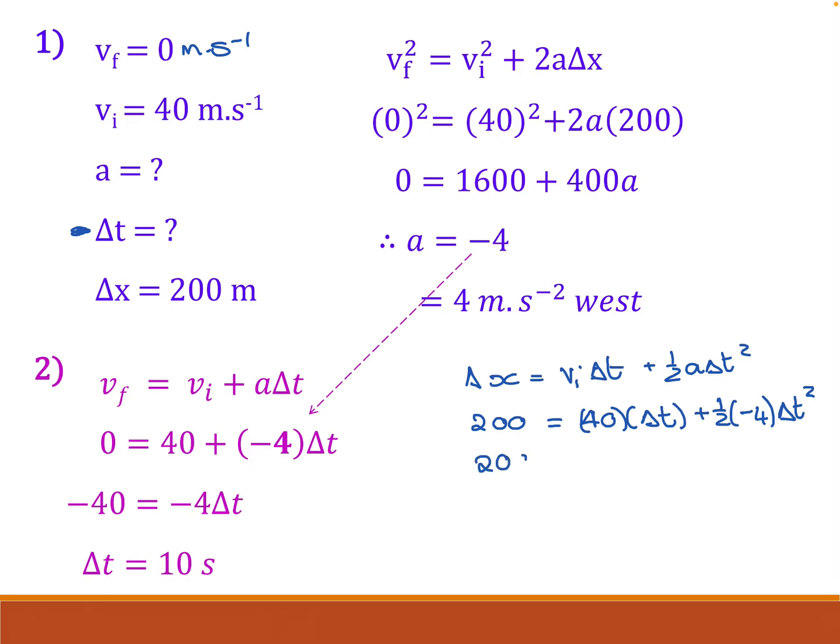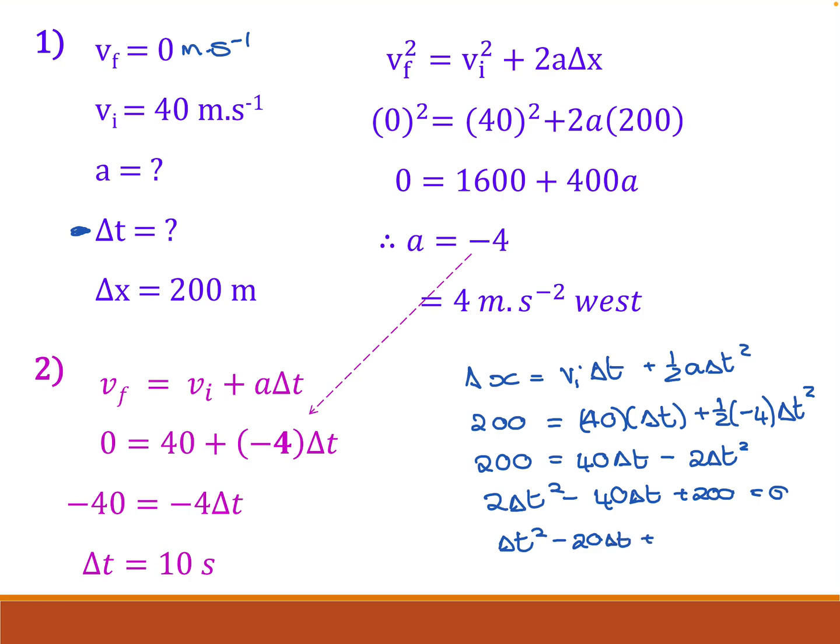Because we're going to have 240 delta t minus 2 delta t squared. You've got a quadratic equation. We have 2 delta t squared minus 40 delta t plus 200 equals 0. Take out the 2. Oh boy. And now we look at this and we go, oh my word. Now we have to use quadratic functions, and that's a minus at the end, that's a plus.